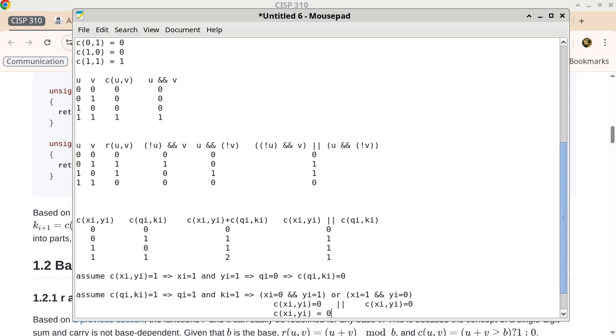Cool. Remind me again why we are doing this. Exactly. We are trying to rule out the last row over here. We're trying to rule out that this row is irrelevant because C of xi yi and C of qi ki cannot both be ones at the same time. So if the last row disappears, because it cannot possibly happen because of the way Q of I is defined, we're left with only three rows to deal with.